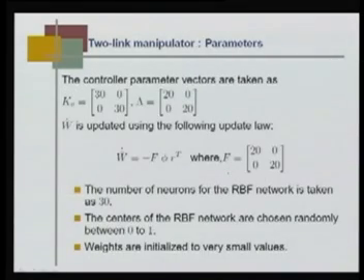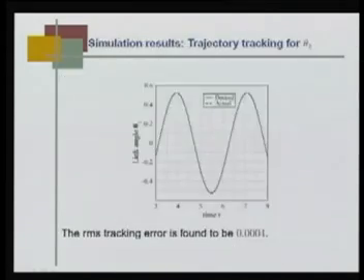So, we have selected Kv as 30 0 0 30, which means it is a 2 by 2 matrix, and lambda is 20 20 0 0. W hat is updated using the following update law: W hat dot is minus F phi R transpose, where F is taken as 20 0 0 20. The number of neurons for the radial basis function network is taken as 30. The centers of the radial basis function network are chosen randomly between 0 and 1. Weights are initialized to very small values.